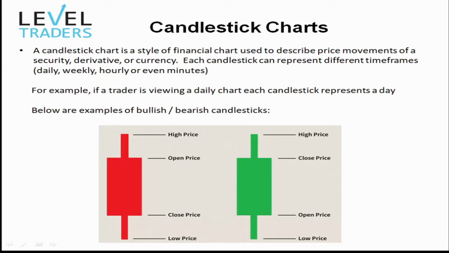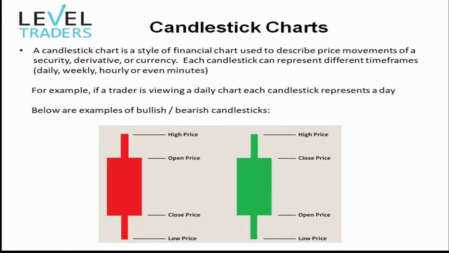In terms of the similarities, the first similarity is the high and the low will be the same regardless of whether it's a bearish or bullish candlestick. So if it's red or green, it's still the same point for the high and the low. All that represents is the volatility, the magnitude of the movement in the price in that time frame.